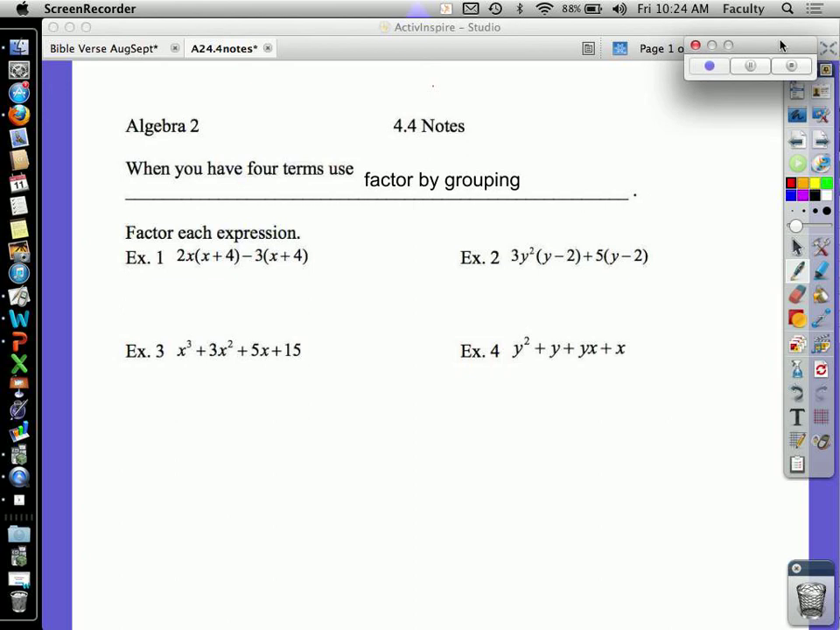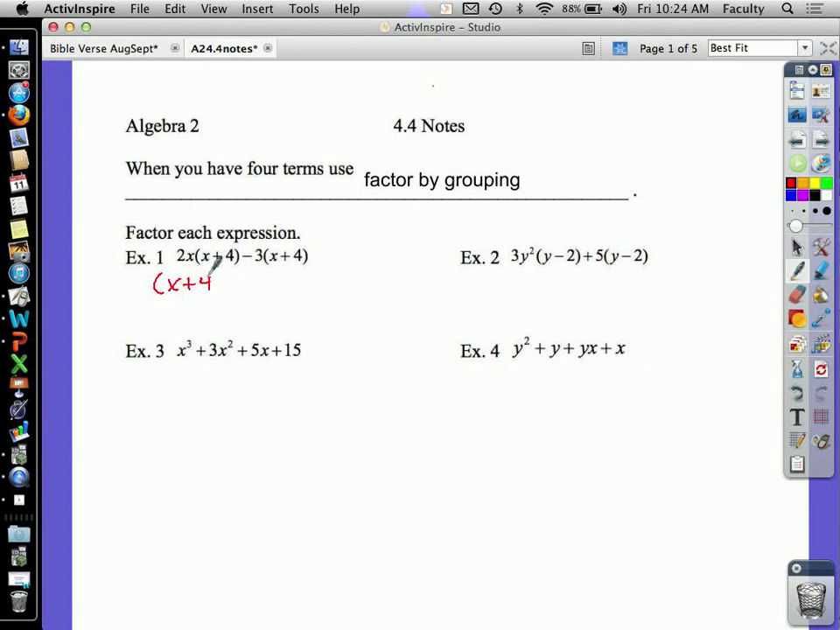All right, 4.4. When you have four terms, use factor by grouping. So in example 1, first of all, I don't have four terms here. I have two terms, but you should notice there's a GCF of x plus 4. So I'm going to pull the x plus 4 out of both terms, and I'm left with 2x minus 3. Now check your work when you factor. This is an x plus 4 times the 2x, and an x plus 4 times the minus 3. So it really does distribute back out.